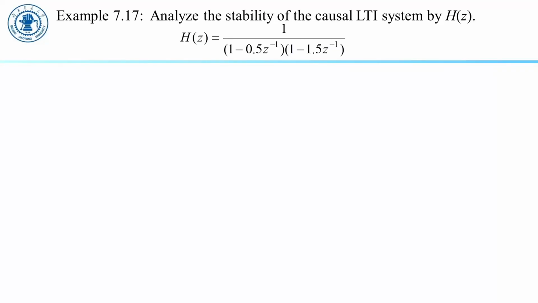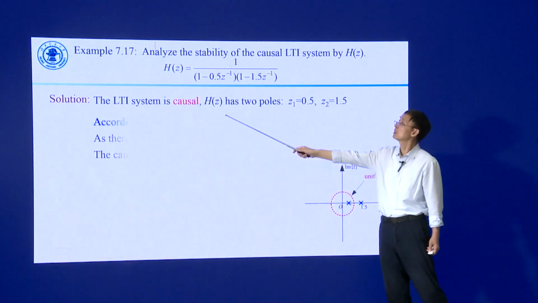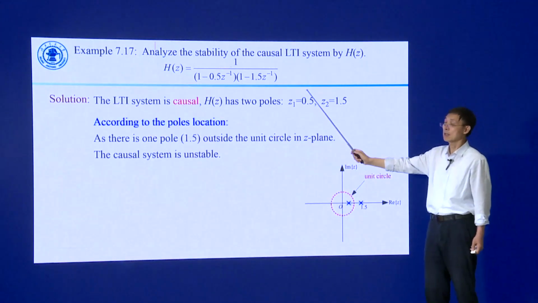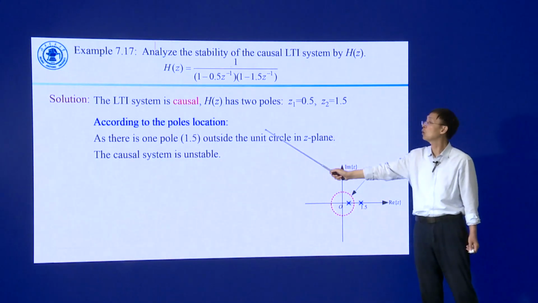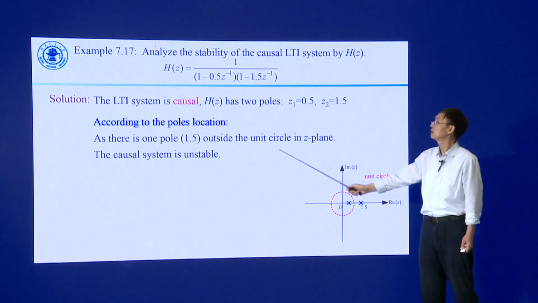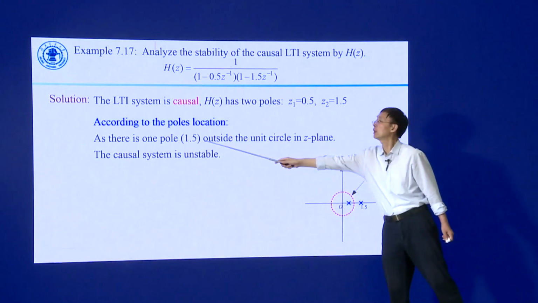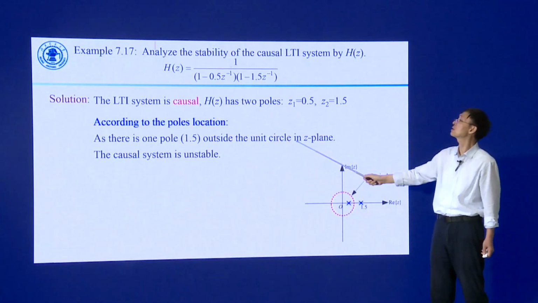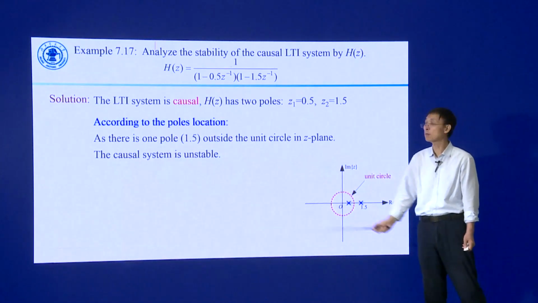For example, we know the system is a causal LTI system, and we know the system transfer function. H(z) has two poles according to the pole locations. As there is one pole, 1.5, outside the unit circle in the z-plane, the causal system is unstable.